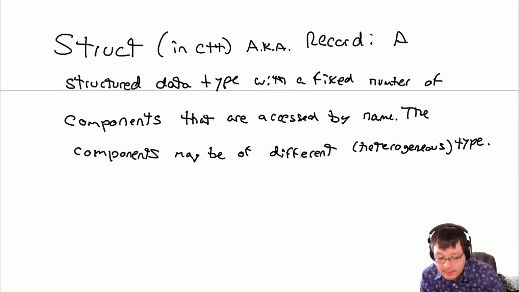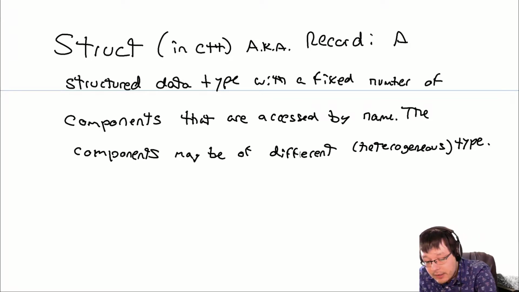So, yeah. Anyways, let's see if I wrote this right, because it's kind of hard to talk and write different things at the same time. So hopefully I wrote this right. Let me see. I'm going to read the version out loud here. A structured data type with a fixed number of components that are accessed by name. And here's the cool thing, because so far you could kind of achieve this with an array.